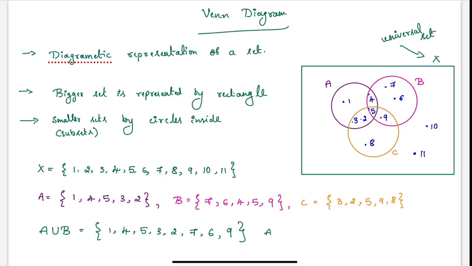Similarly, if I take A union C, it should contain all the elements of A as well as C. A we have written, so 3, 2, 5 are the common elements. We shall write 9 and 8. So this is how you take the union. You just list all the elements in both the sets.